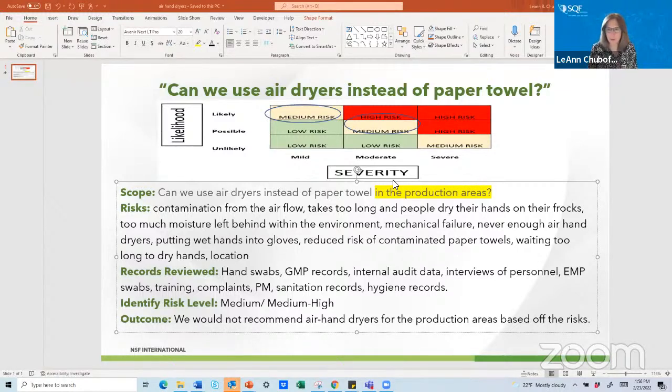At first, I was going down the easy route. I'm like, can we use them in the bathrooms? Somebody's like, no, let's go into production. I was like, okay, challenge accepted. So we did it in the production areas, and we came up with some super cool risks, right?